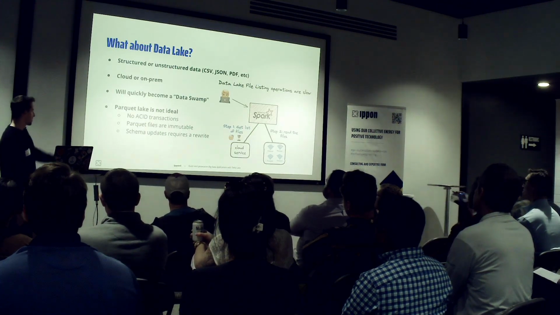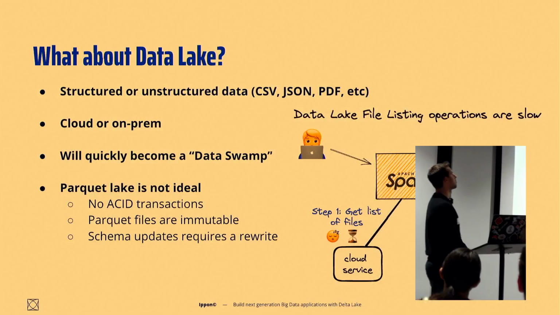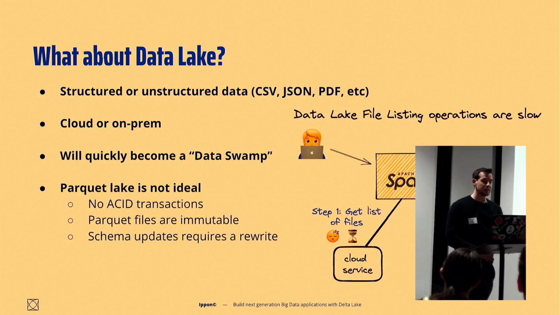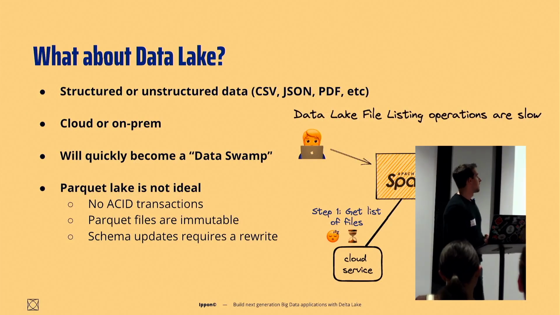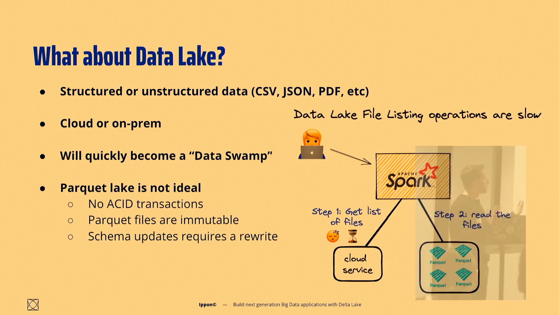So then, more recently, a new concept was introduced, which is the data lake. The idea was: hey, storage is very cheap, so let's just store everything. We can have structured, unstructured, and semi-structured data, so CSV, JSON, PDF, movies, videos, pictures, kind of everything to be frank. It could be on the cloud, like on AWS S3, for example, or just on-prem on your local storage system.